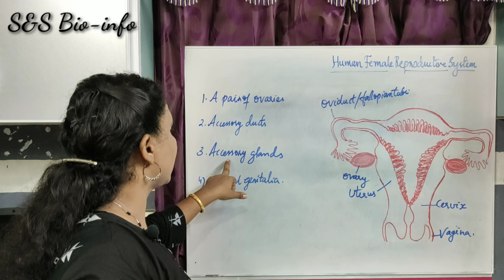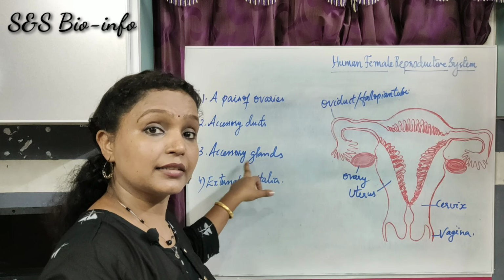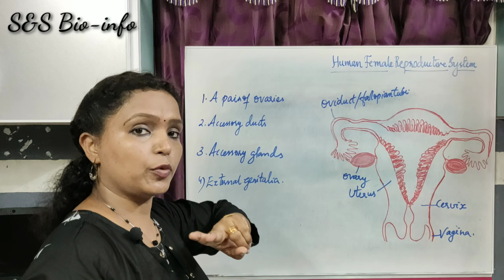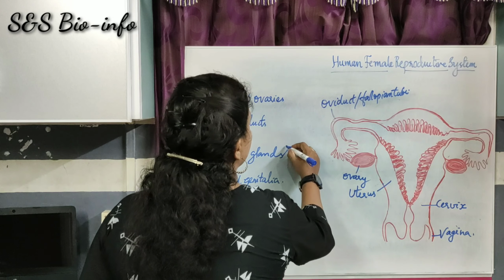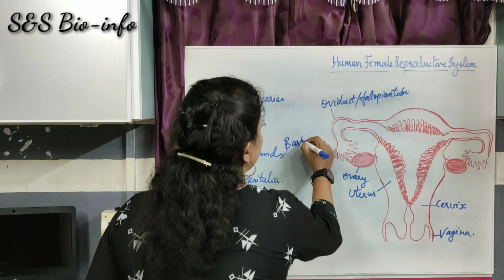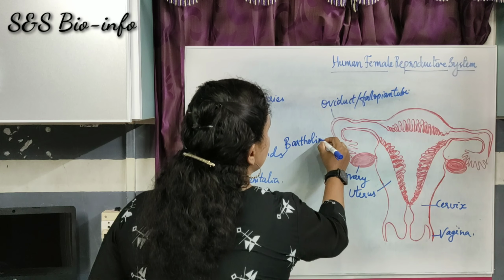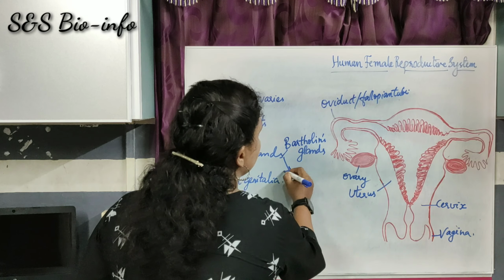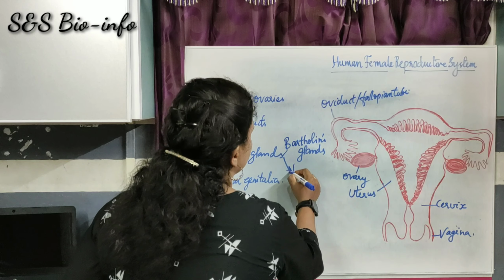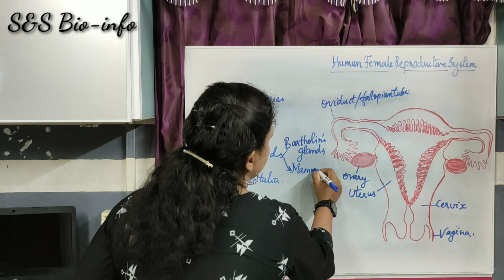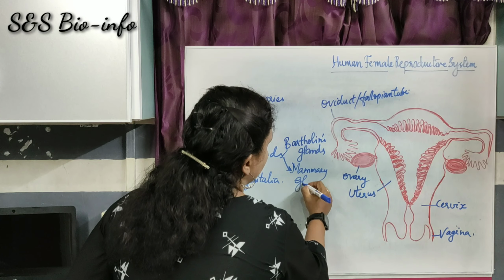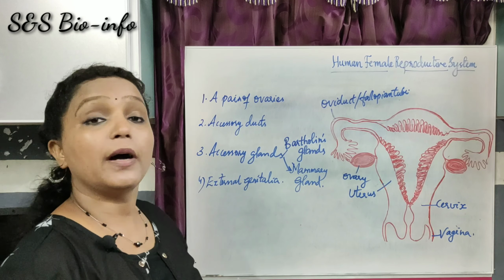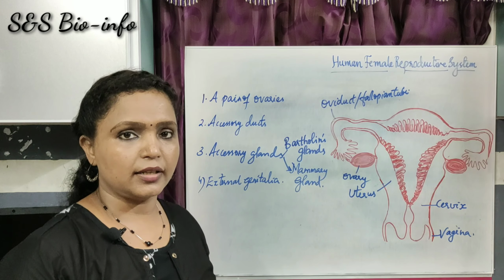The next category is accessory glands. Accessory glands are supporting glands. There are mainly two types of supporting glands. Those are Bartholin's glands and mammary glands.